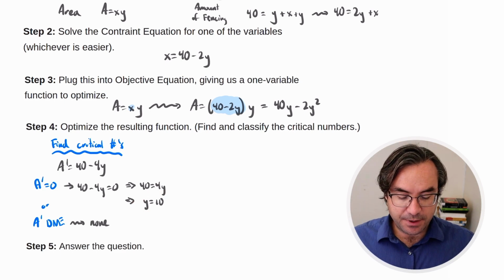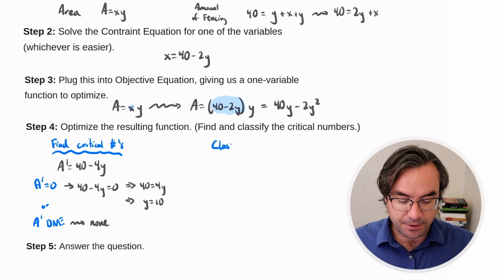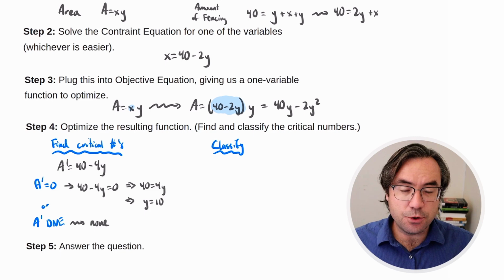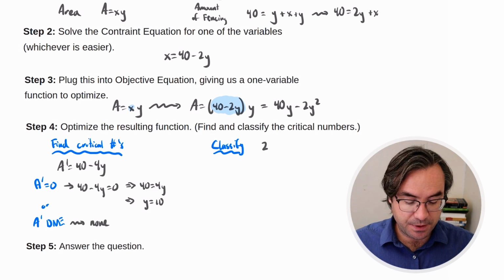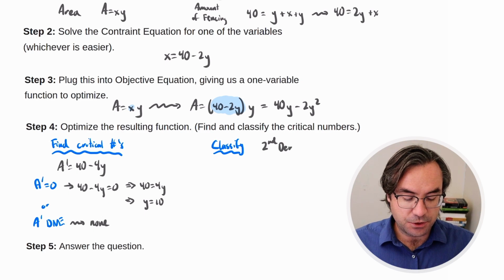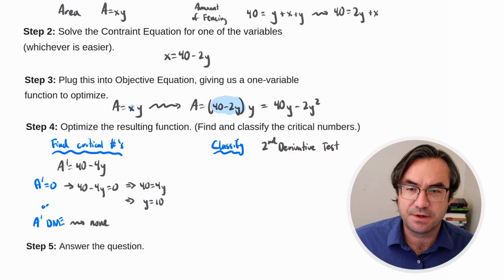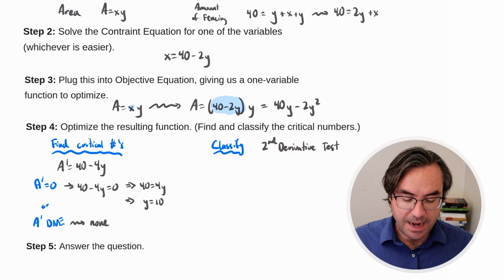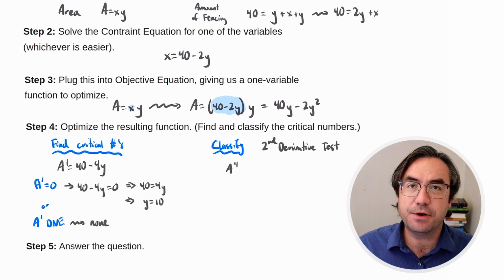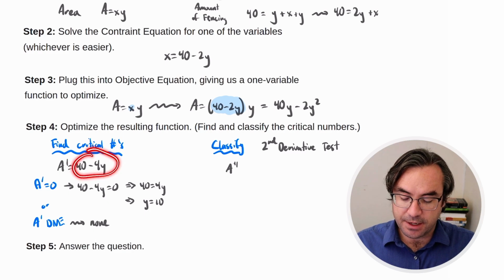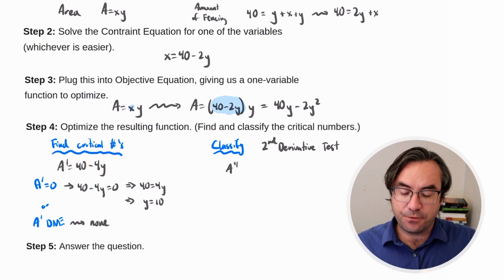So now the next step is to classify our critical number. And the quickest way to usually do our classification is with the second derivative test. So when we do our classification, state which test you're going to use. You could also use the first derivative test, but we're going to use the second derivative test. And as the name suggests, we're going to need a double prime, our second derivative. So if we differentiate, we get -4.